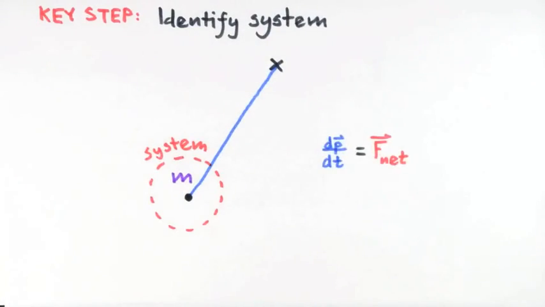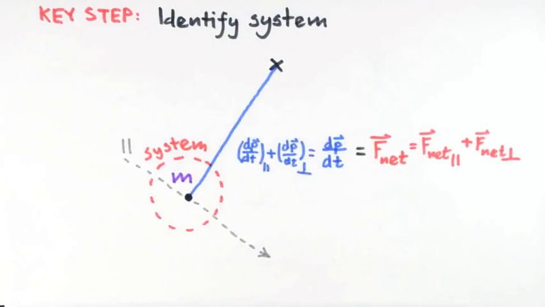Our observations tell us a lot about F net. The climber is on the downswing, so we observe the climber is speeding up. Therefore, delta P over delta T parallel is non-zero and points in the direction of the climber's motion. And by Newton's second law, a non-zero F net parallel must be the cause, and must point in the same direction.